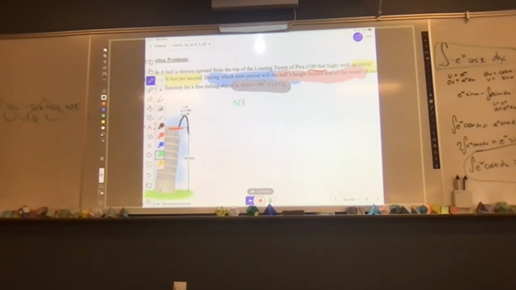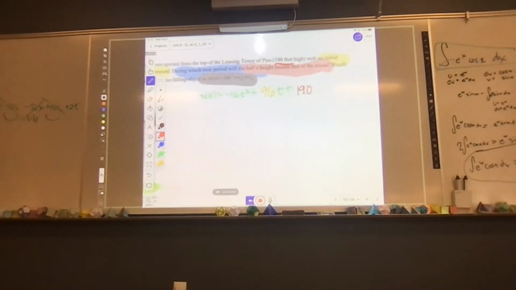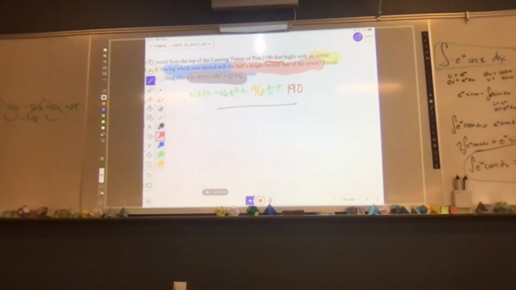So S of t equals -16 t squared plus, do I know v naught? Yes, ma'am, it's 96, times t plus, do I know S naught? Yes, ma'am, 190. Now, I'm looking for when this exceeds the height of the tower. So it must be greater than what? That's the inequality you are solving.